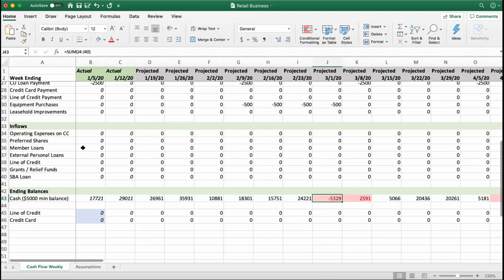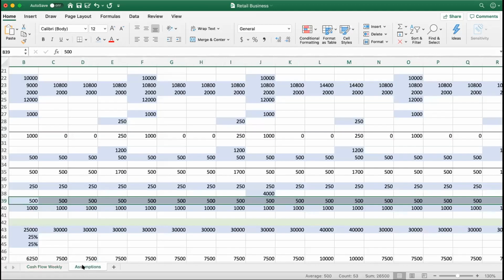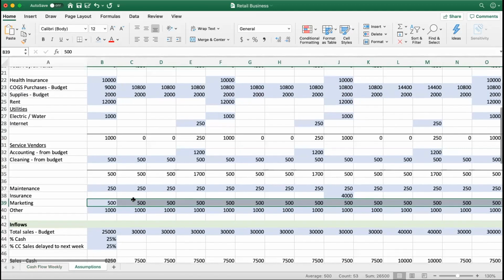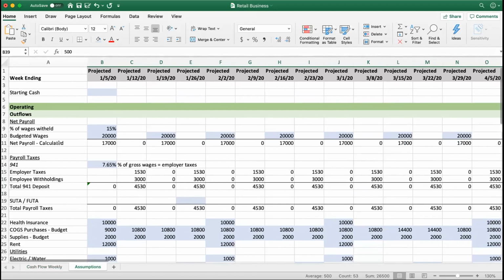Let's say that we identified a member that was going to buy $6,000 in preferred shares. Then we can enter that in there and it will impact here. And actually what I'm going to do is pause and show you my assumptions tab, and then I will show you how that impacts. Again, everything needs to be customized, but this is how I made this one up.